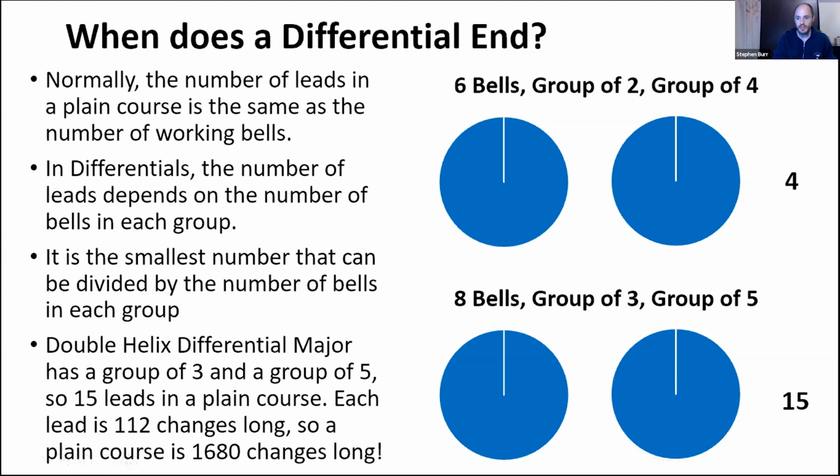No bobs or singles needed. So perhaps the easiest method of all to ring a quarter peal to, until you look at the blue lines, and then you realize that it's not quite so simple.